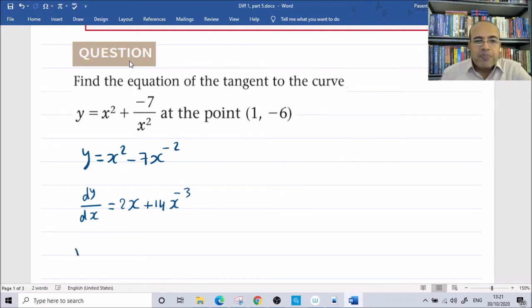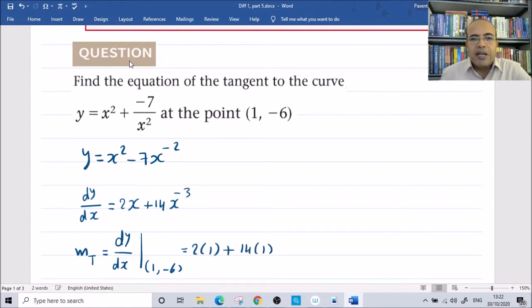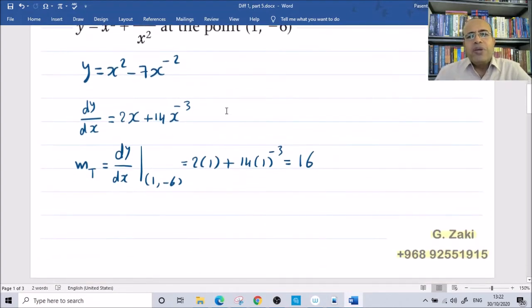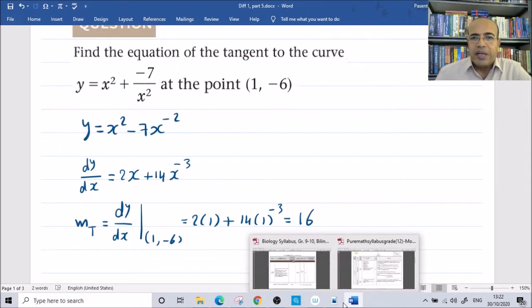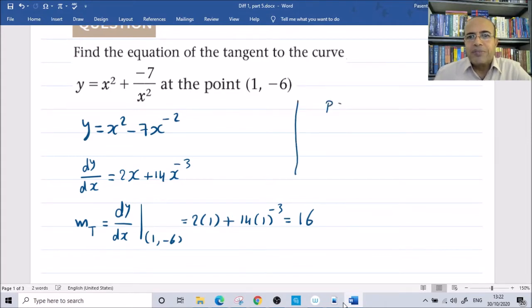Now we find m. m is the gradient of the tangent, which is the value of dy by dx at the point of tangency, which is (1, -6). Replace x by 1. So it's 2 multiplied by 1 plus 14 multiplied by 1 to the power -3. 1 times any number equals 1, so it's 14 plus 2 equals 16. So this is the gradient of the tangent. Now we have the point (1, -6). So the point (x1, y1) is (1, -6), and the gradient of the tangent equals 16.